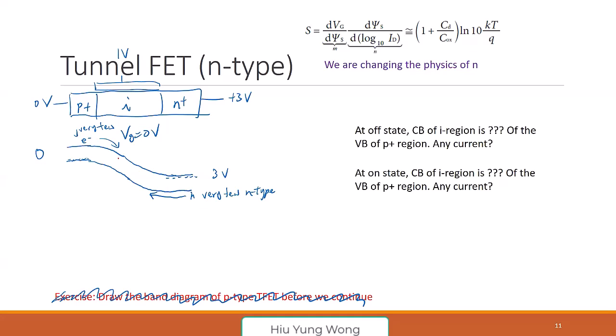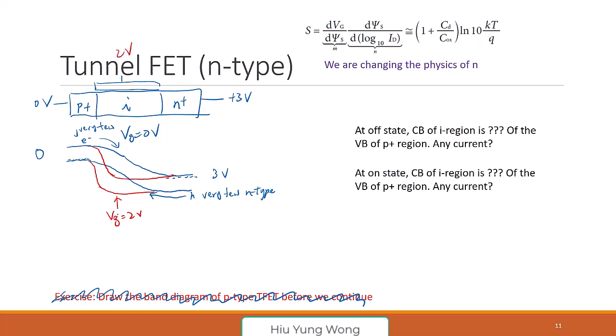Valence and conduction band overlap. Wait, okay. But before that, just tell me what happened to the channel conduction band and valence band. How would they move? Down. Both down, very good, right? So then this one will move down. This is VG equal to, let's say, 2 volt.